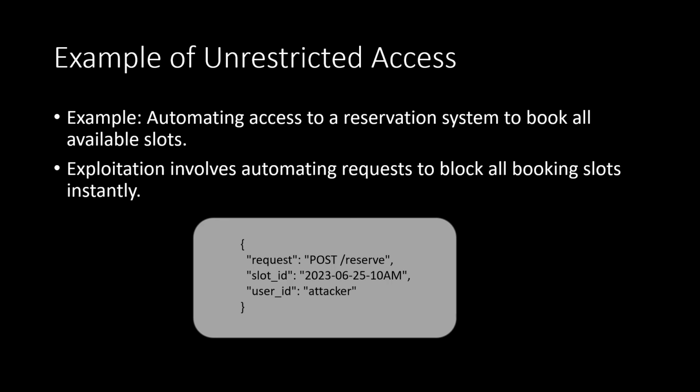Let's consider an example where an attacker automates access to a reservation system to book all available slots. By automating API requests, the attacker can block legitimate users from making reservations. Let's examine a sample request. In this example, the attacker automates the POST /reserve request to book all available slots for a specific date and time. If the API lacks proper controls, these automated requests can quickly fill up all the slots, preventing legitimate users from making reservations and demonstrating the importance of implementing robust protective measures.